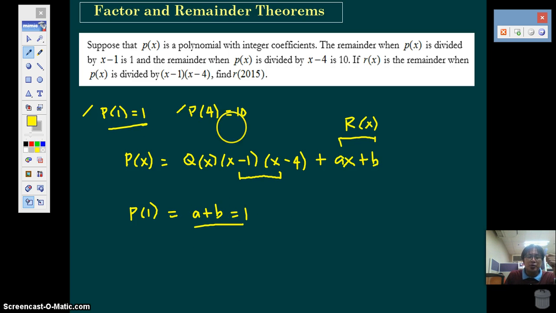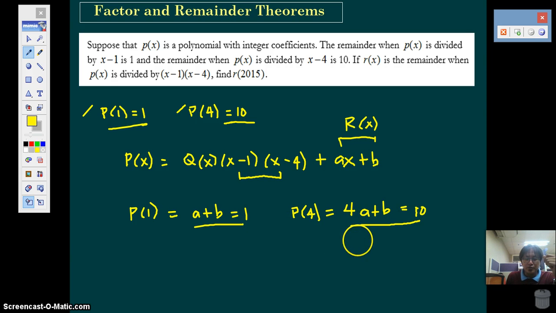Now if you use p of 4 is 10, that means you substitute 4 to the right side. When you substitute 4 here, it will become 0, so the whole thing will be 0. And this will be left with 4a plus b, and it's equal to, according to the given, 10. So you'll be dealing with these two equations and solving it by a simple system of equations.